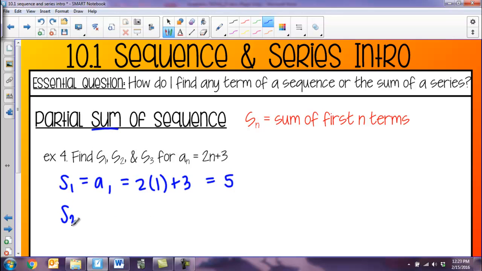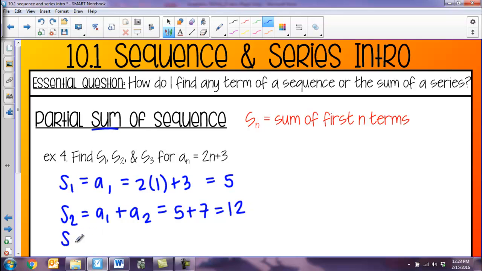Okay, now S sub 2, I have to add up all the terms in the sequence. So I'd have a sub 1 plus a sub 2. So that would get me, my a sub 1 would be 5. If I plug in 2 into this, I'd get 7. So S sub 2 would be 12.